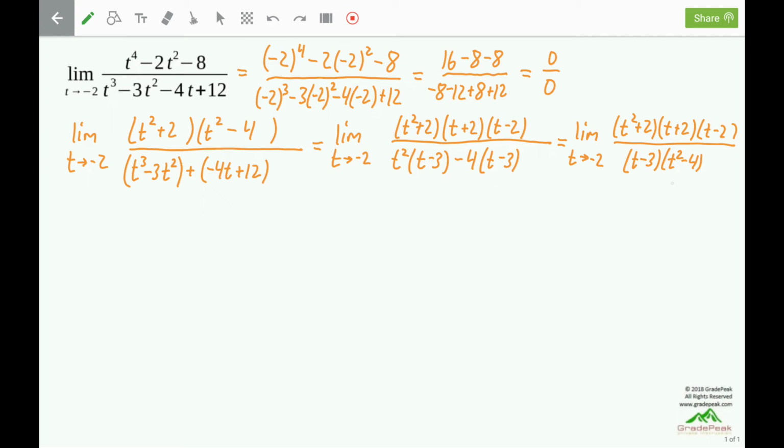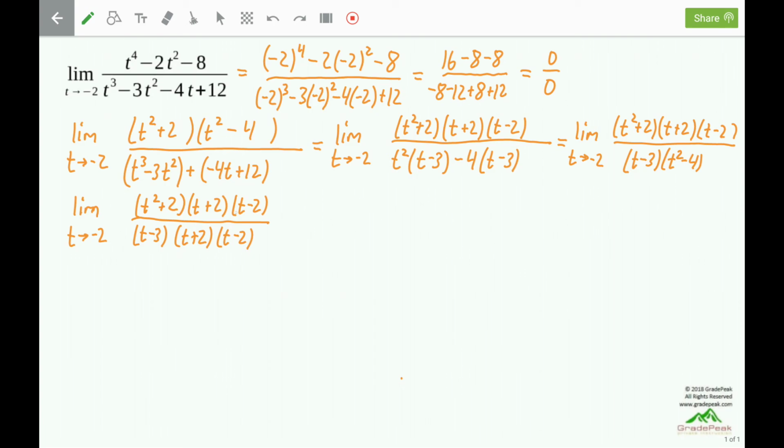We have a difference of squares right here that's making a 0. It needs to factor a little further. Remember, it's a t plus 2 that we would expect to be making the 0 over 0 here. In the numerator we have t squared plus 2, we have a t plus 2, we have a t minus a 2. In the denominator we have a t minus 3, and then we have a difference of squares which will factor to a t plus 2 and a t minus 2.